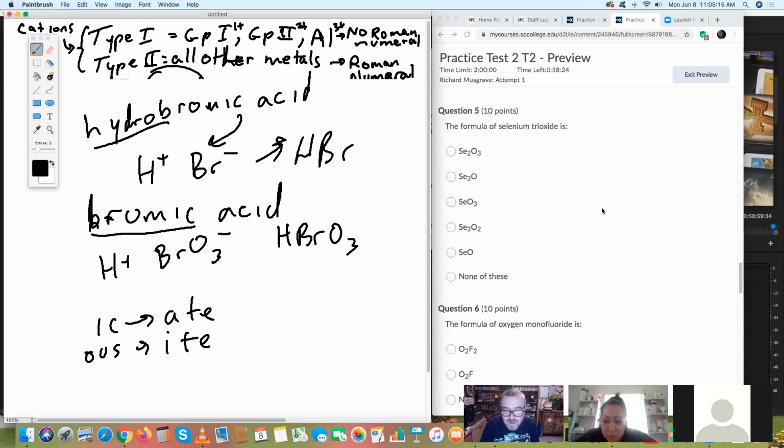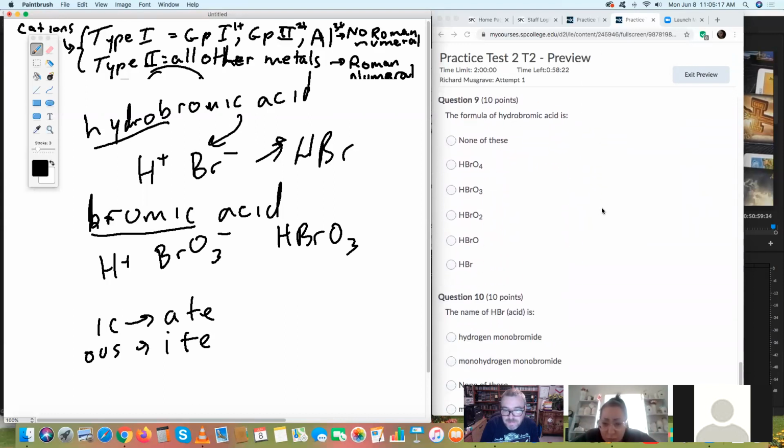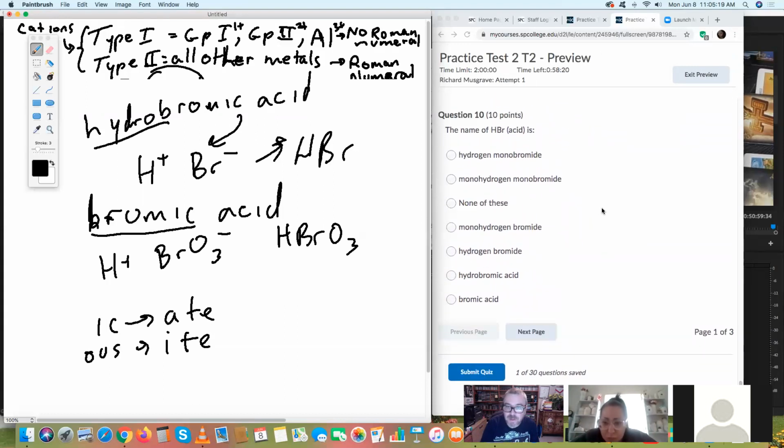All right, let's have a look here. Next one. So this is the reverse again. HBr, and you can see it's a single element. So you look at it and say, okay, that's going to be H plus and Br minus. So it would be hydrobromic acid. And again, because it's a single element, it's going to have the hydro at the front.